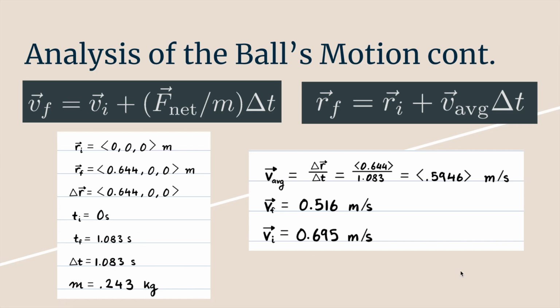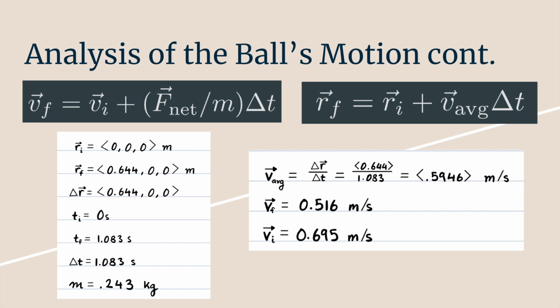Then we have these calculations that we made. As I mentioned before, we used these two calculations. So we looked at the initial position, final position, and found the change of position. And then we did the same thing for time. The measured mass of the can was 0.243 kilograms. And we calculated the average velocity to be 0.5946 meters per second. Using the tracker app, we were able to find the initial and final velocities.